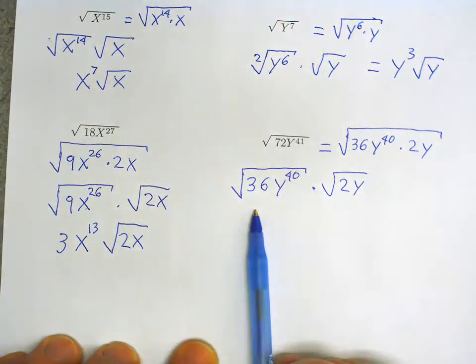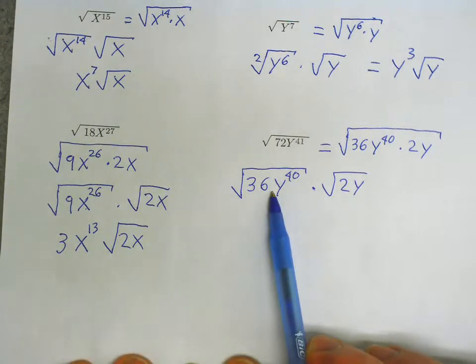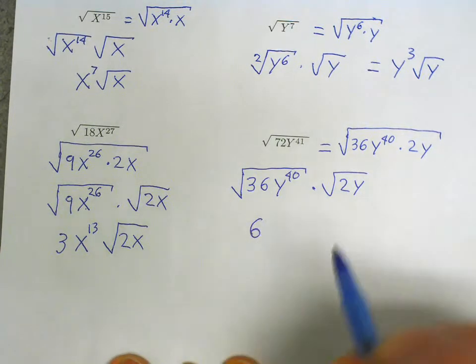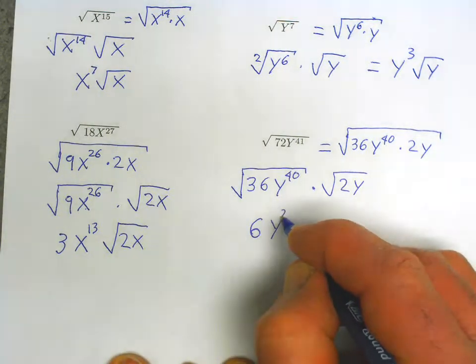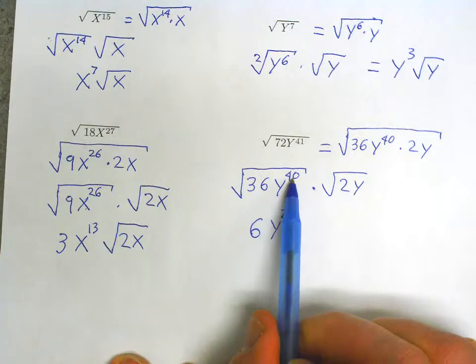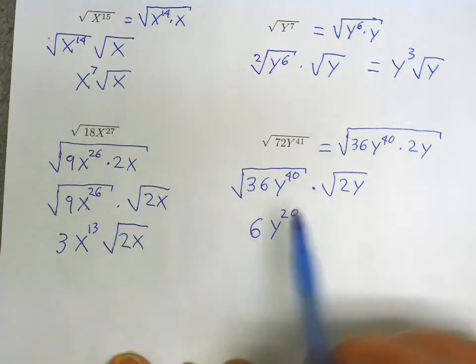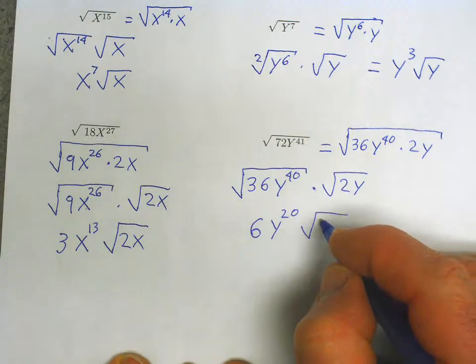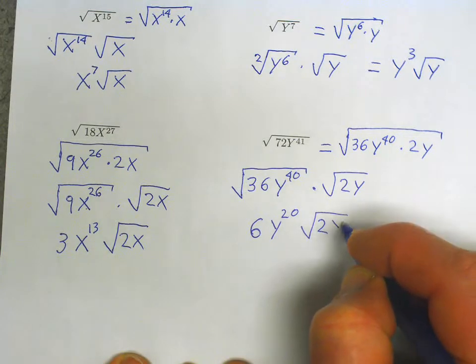And then we can simplify the square root of the perfect square factors. The square root of 36 is 6. The square root of y to the 40th is y to the 20th, because 40 divided by the index 2 is 20. And so our final answer is 6y to the 20th times the square root of 2y.